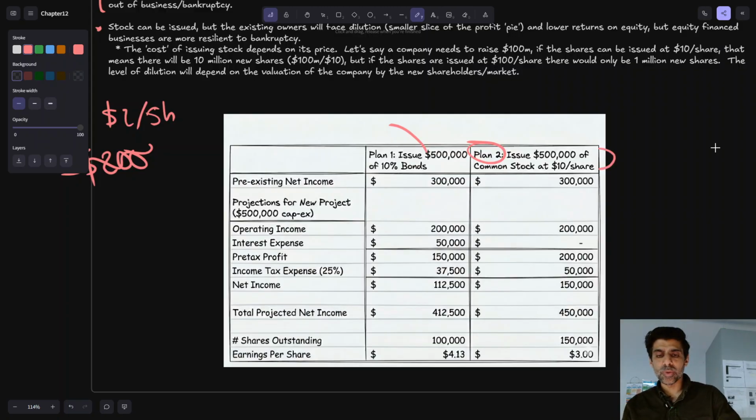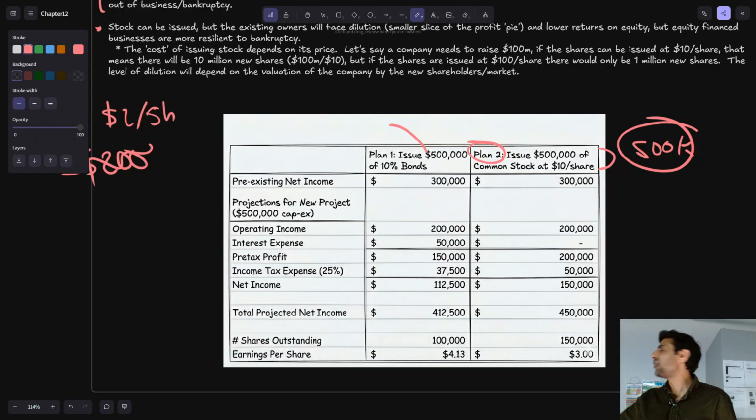So how many shares will you be issuing based on this? 50,000, right? 50,000 shares times $10 a share. That will give you your $500,000. Makes sense? But now you have 50,000 more slices of your pizza pie. So let's look at the numbers. Your pre-existing profit before this new project is 300K in both cases.